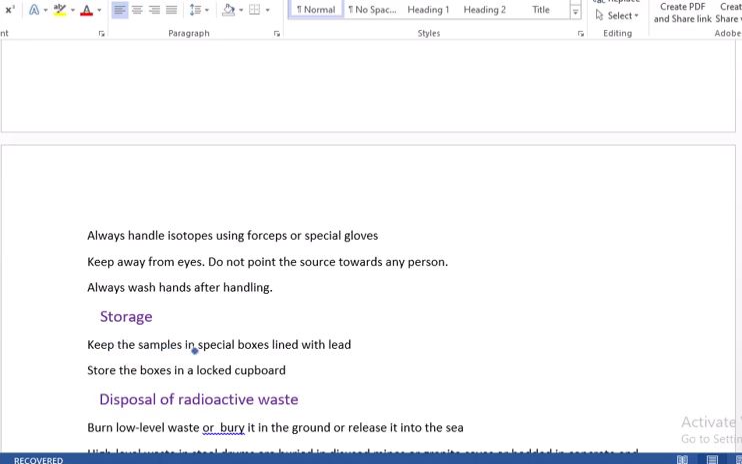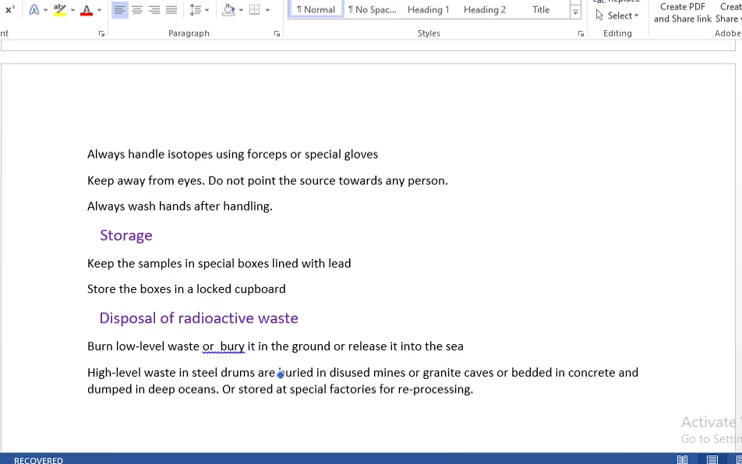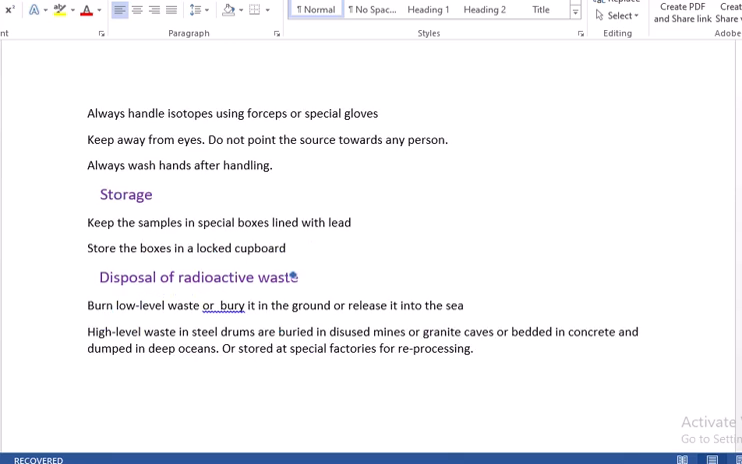Storage: keep the samples in special boxes lined with lead. Store boxes in a locked cupboard. Disposal of radioactive waste: burn low-level waste or bury it in the ground or release it into the sea. High-level waste in steel drums is buried in disused mines or granite caves, or buried in concrete and dumped in deep oceans, or stored at special factories for reprocessing.